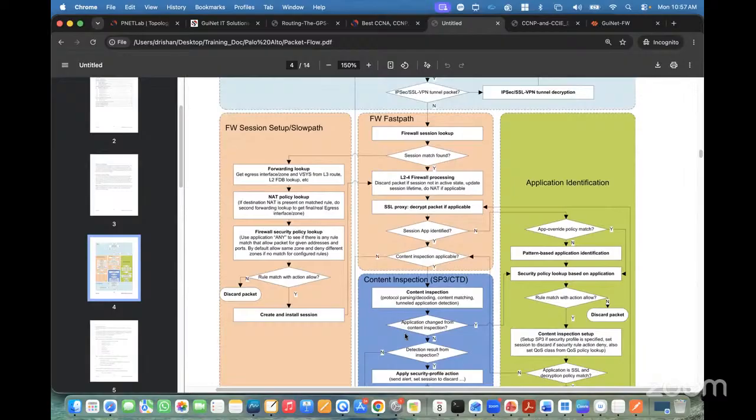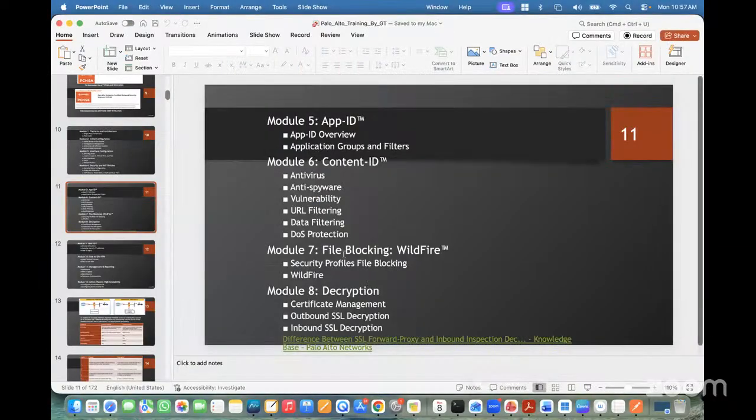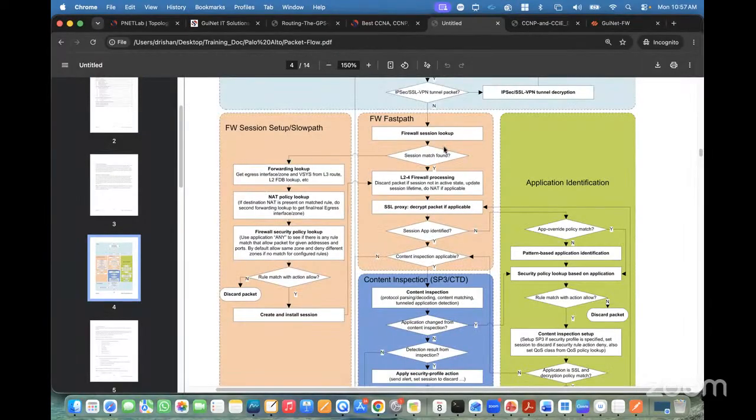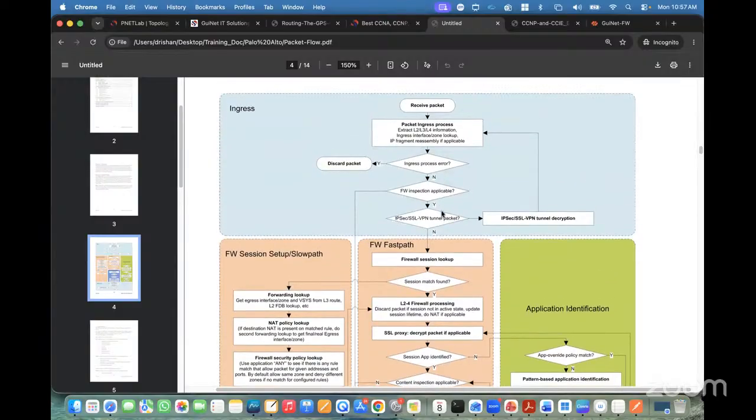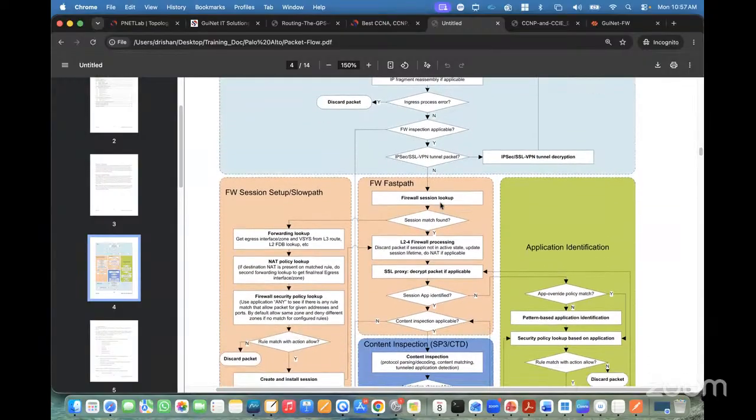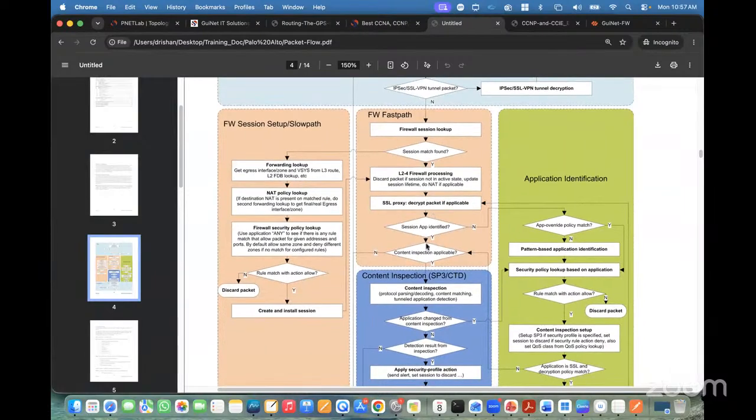Now, you just have to keep this box in your mind. Why we're using the content, you're going to get the idea once I discuss the dedicated topic. So you have the application and this decryption. But initially, if you have a good understanding of slow path, fast path, and what is happening in the ingress stage, I believe that is good. Later, once we discuss content inspection and application identification, I believe you will get a better understanding. Okay, Vinay?